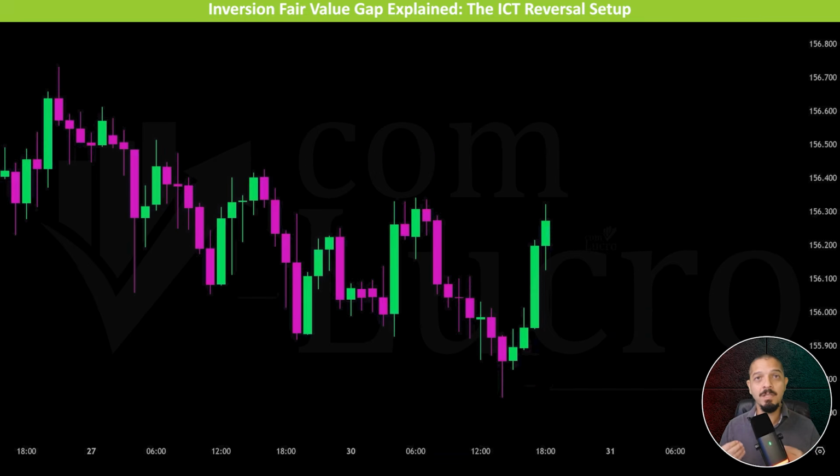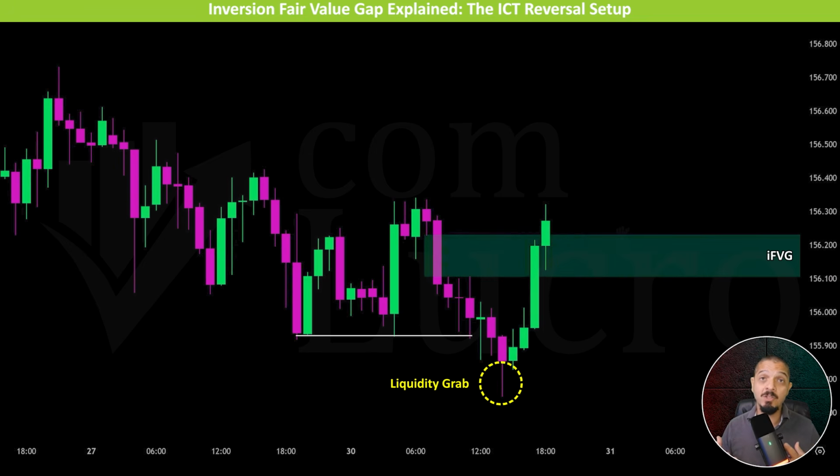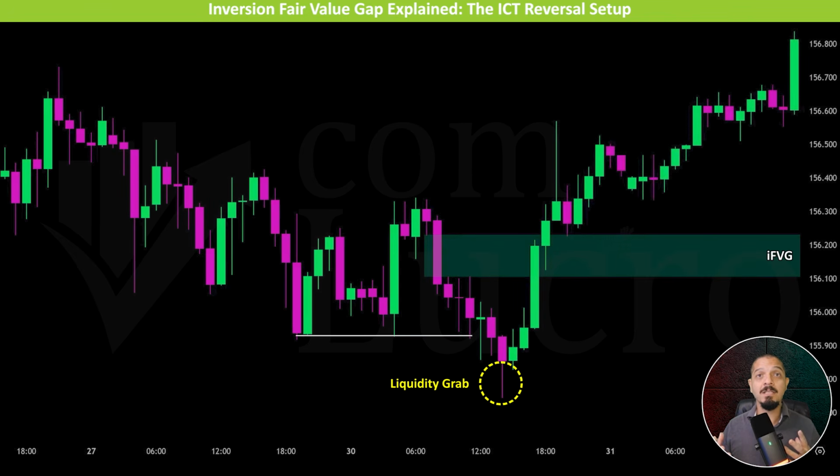Now, let us look at the USD JPY pair on the 1-hour chart. In this case, we can clearly see a liquidity grab forming below these equal lows. At the same time, there is also a clear inversion fair value gap structure present on the chart. Based on this information, we can anticipate that price may reject this zone and push higher if a pullback occurs.